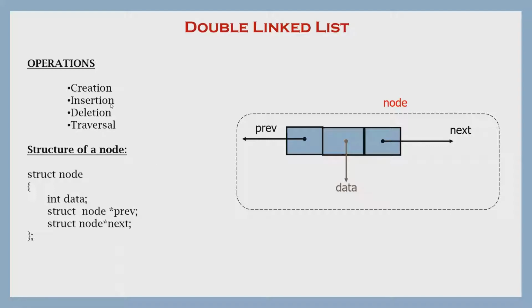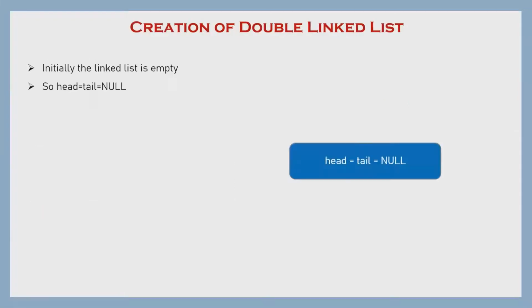First we will see the create operation in a double linked list. Initially, the double linked list is empty because there is no node present in it. It represents that both head and tail are equal to null. Head equal to null and tail equal to null. This is the representation of head and tail equal to null.